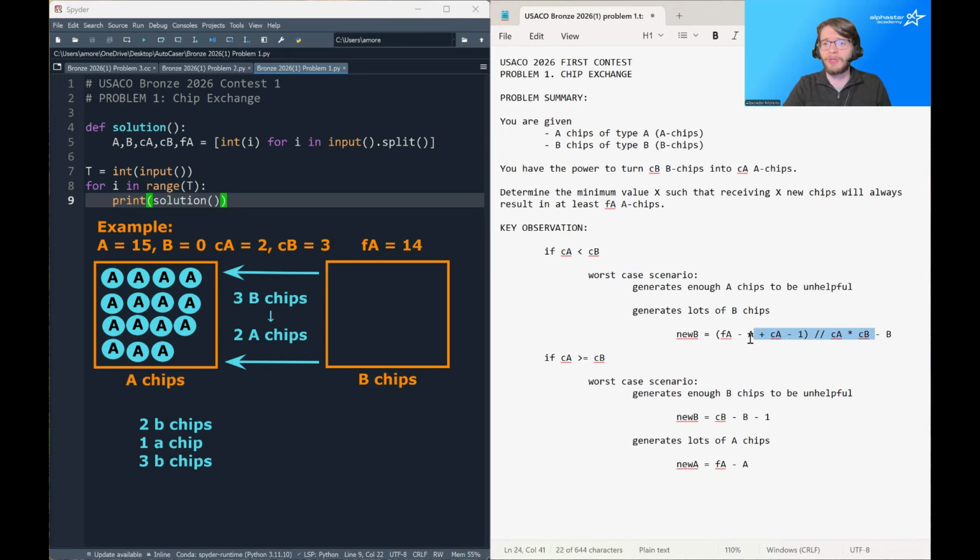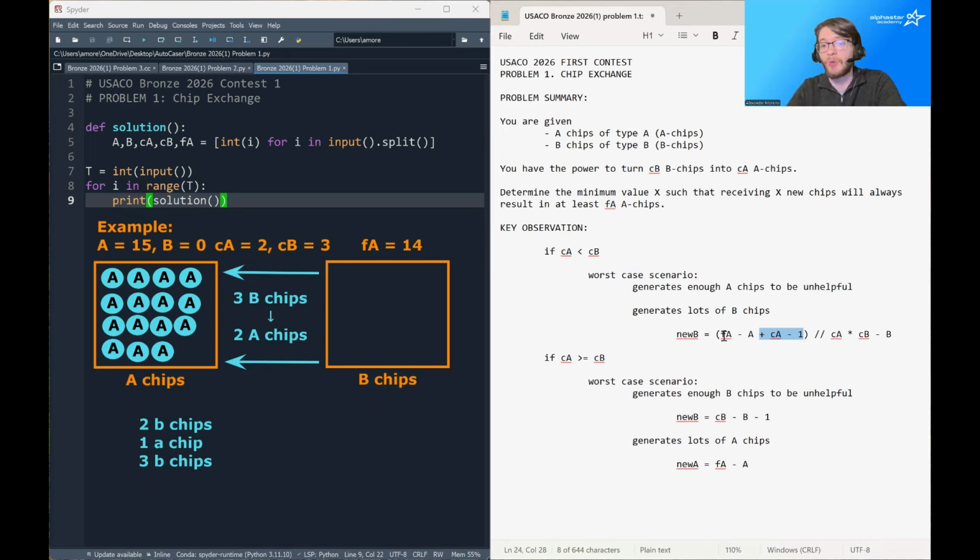So now let's talk about what's happening over here. The first thing we can notice is this f of A value. This f of A is just the amount of chips I need. And what we're trying to do here is count how many copies of C of A I need to obtain in order to reach f of A. So the key idea is this is the amount of chips I need, and then I'm dividing it by C of A. Why we are adding C of A minus 1 here is just to round up.